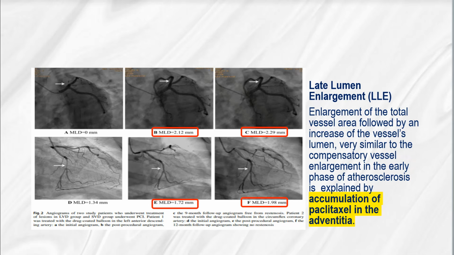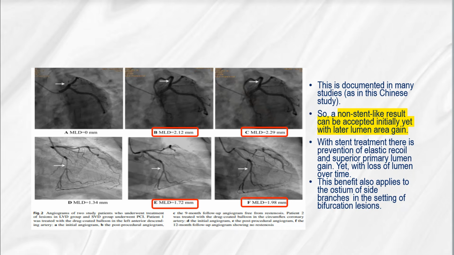This is very similar to the compensatory vessel enlargement in the early phase of atherosclerosis and is explained by accumulation of paclitaxel in the adventitia. This is documented in many studies, so a non-stent-like result can be accepted initially, yet with later lumen area gain.